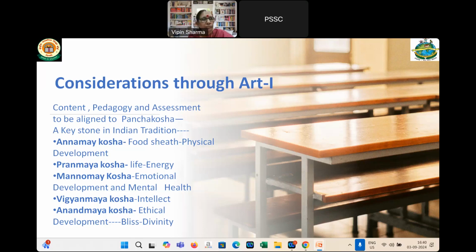Okay. Annamaya Kosha. Annamaya Kosha is physical development. How we can think of physical development. Pranamaya Kosha, life energy that speaks of emotion. Handle the child emotionally. He's yours. He will develop his life energy bubbling with emotion, bubbling with enthusiasm. Manomaya Kosha is emotional development and mental sheath. Vijnanamaya Kosha, intellect. Let the child differentiate what is right, what is wrong, what is good, what is not.